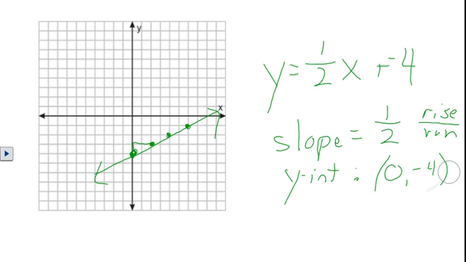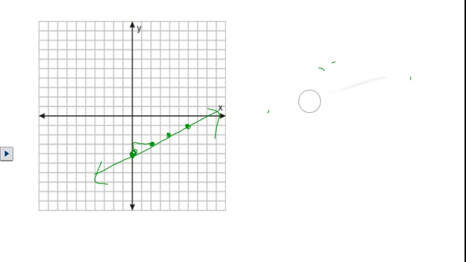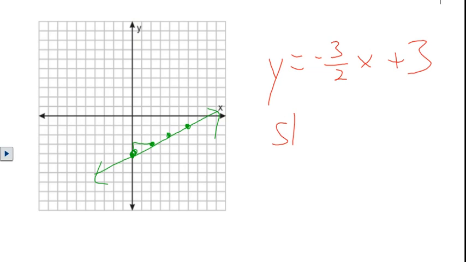Get rid of this stuff here. Let's say I had, this time, a negative slope. So let's say I had right here y equals -3/2 x plus 3. So again, my slope is that number in front of the x. And my y-intercept is at 3.